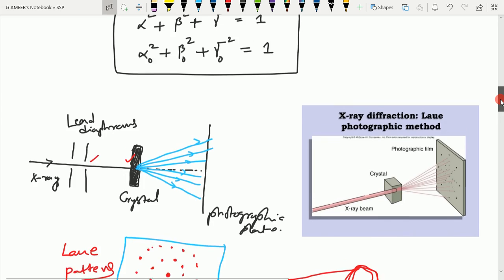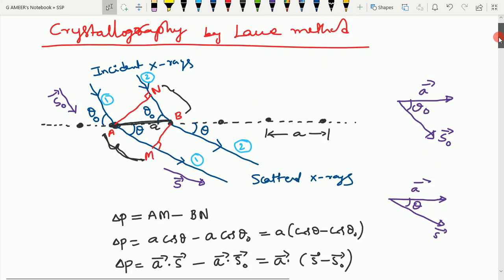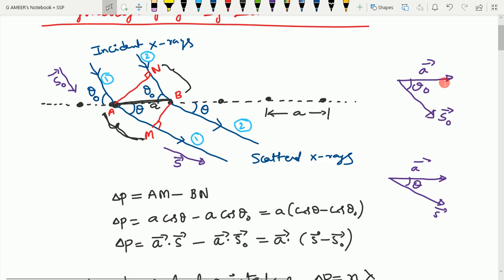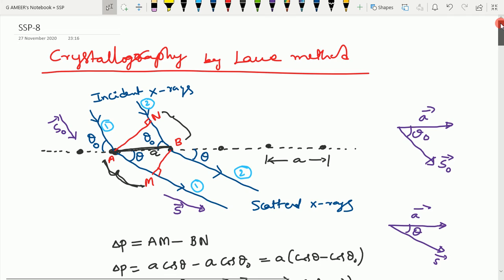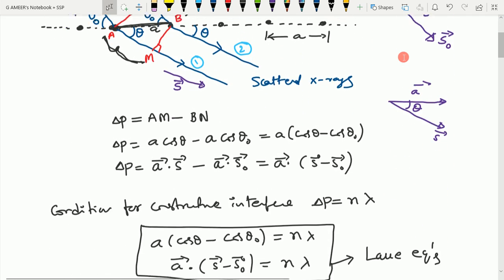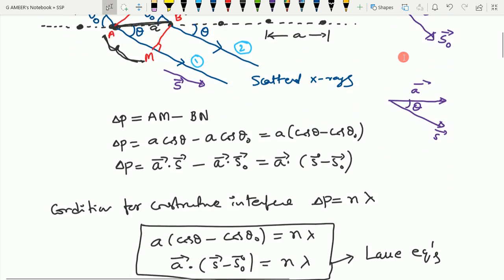Okay, I hope it is clear. All the Laue equations will play an important role. They are again generalized forms of Bragg's law, so they are not something new here. Okay, fine. I hope you understood very well.